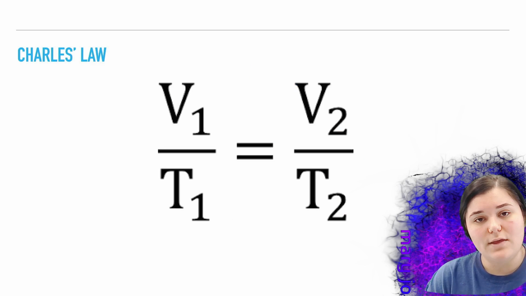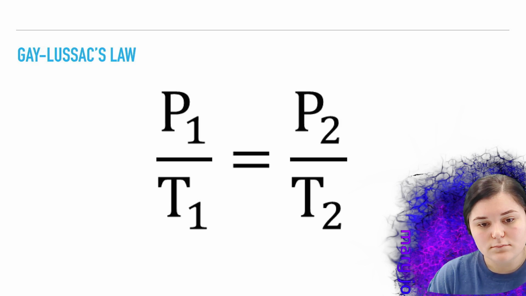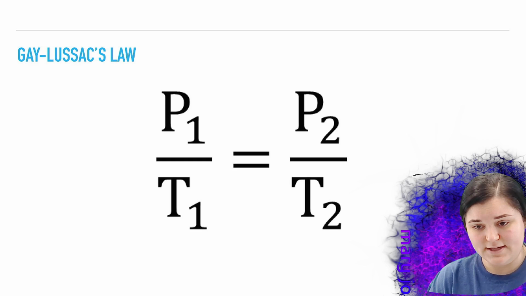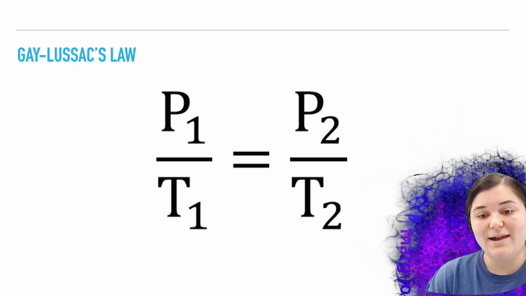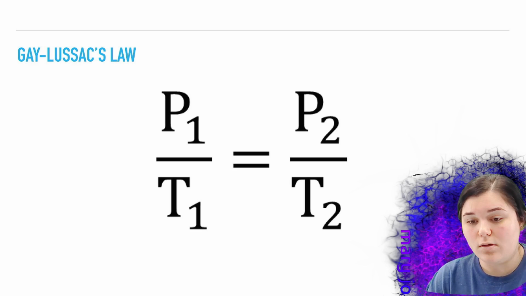Charles' law and the formula. His law states the volume of gas increases or decreases as the temperature increases or decreases, provided the amount of gas and pressure remain constant. Gay-Lussac's law and the formula. That law states the absolute pressure of a gas increases and decreases as the temperature increases and decreases, provided the amount of gas and volume remain constant.